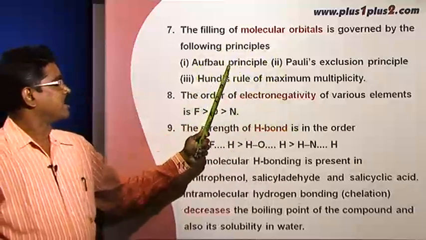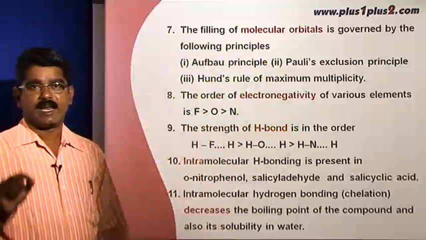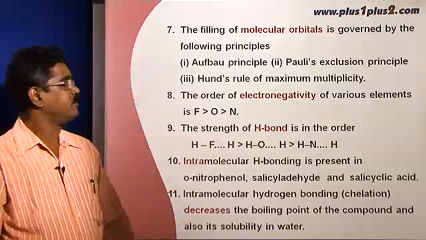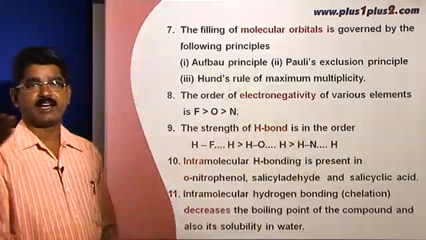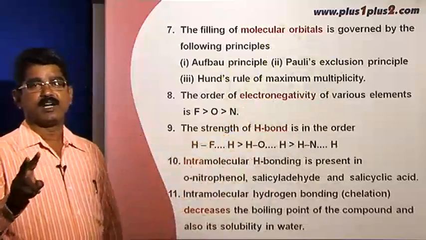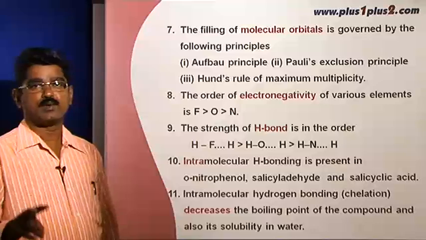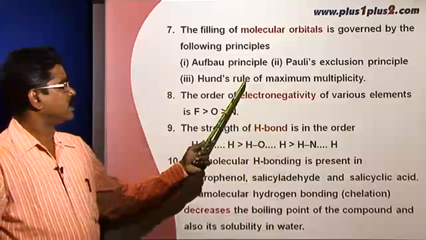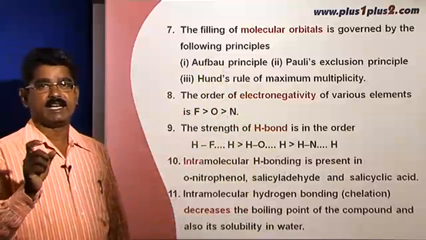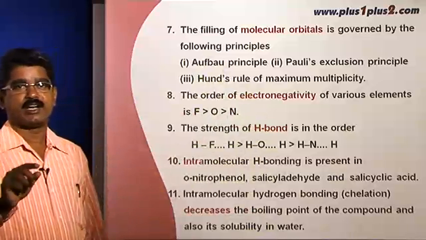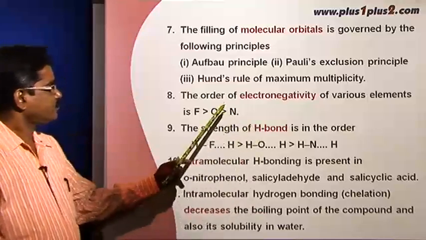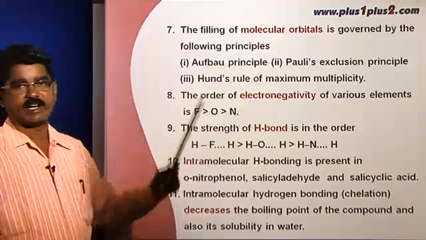That is, according to Aufbau principle, the electrons are arranged from lower energy level to higher energy level, that is from first orbit to nth orbit. According to Pauli exclusion principle, no 2 electrons can have all the 4 quantum numbers identical. According to Hund's rule of maximum multiplicity, the sub energy levels of any energy level should get 1 electron each before pairing. Yes. Next we move on to electronegativity.